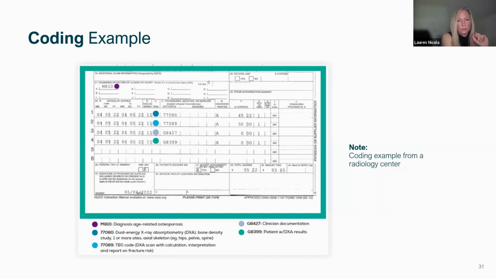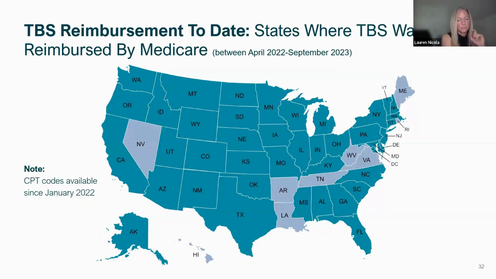So this is what it would look like if you're a radiology center that owns your own equipment, doing both the technical component and the physician interpretation. This is what your form would look like if you did a DEXA and a TBS. Next, please. Okay, and then finally, these are the states that we've had clients successfully billing Medicare for TBS.